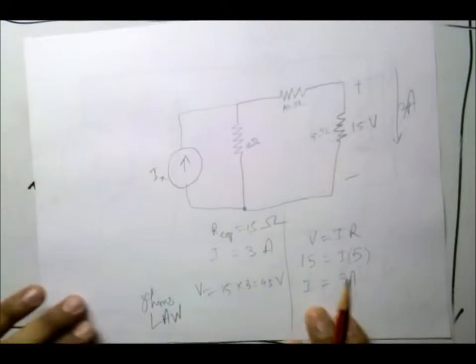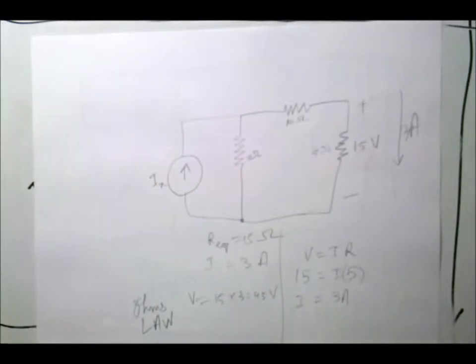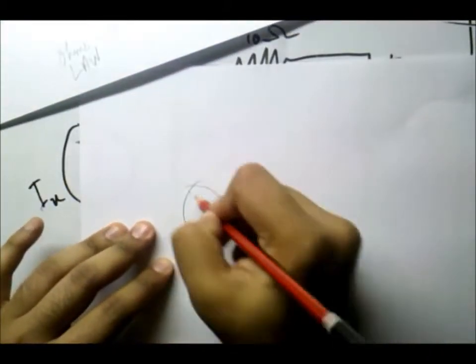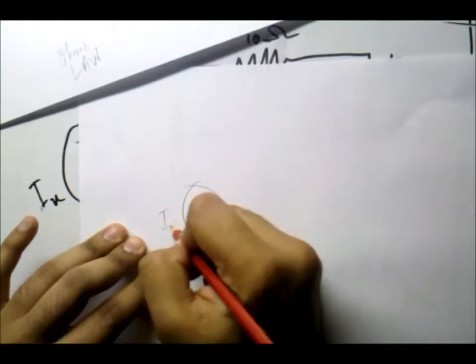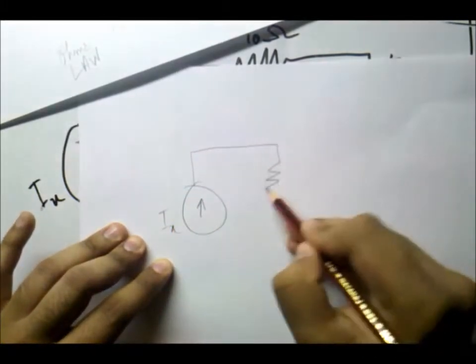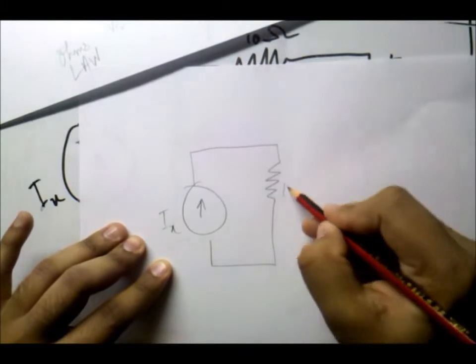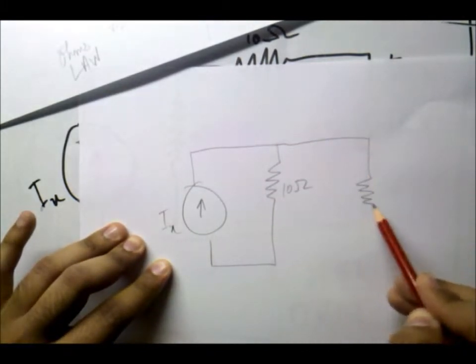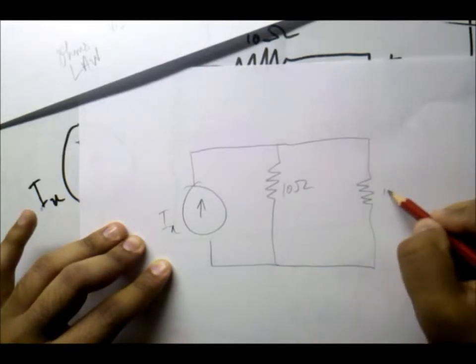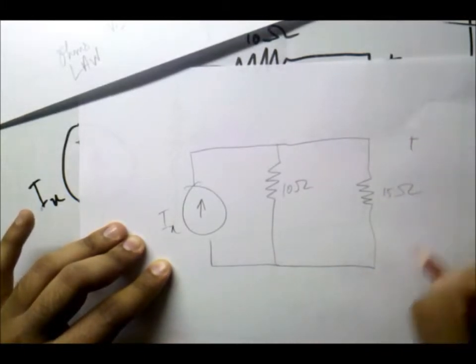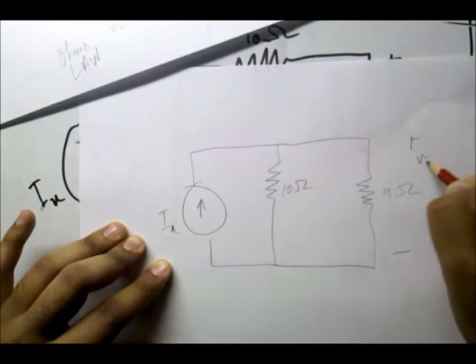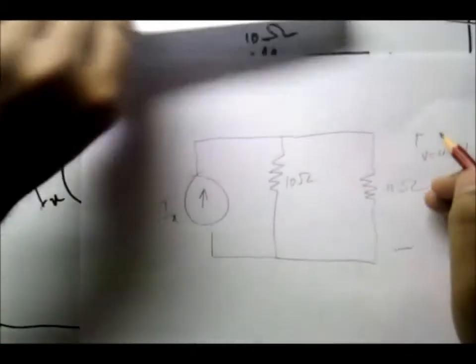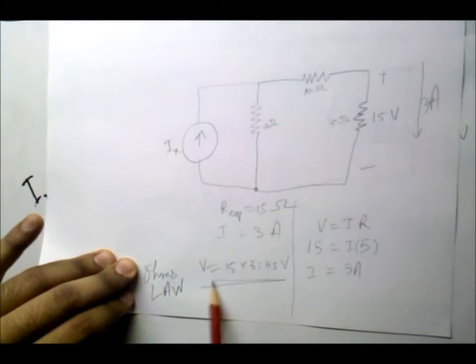Now, we will have a different figure. We will have a figure like this. There goes our current source. This is our 10 ohm resistor, and this is our 15 ohm resistor, where this voltage V is equal to 45 volts. We just calculated it over here.